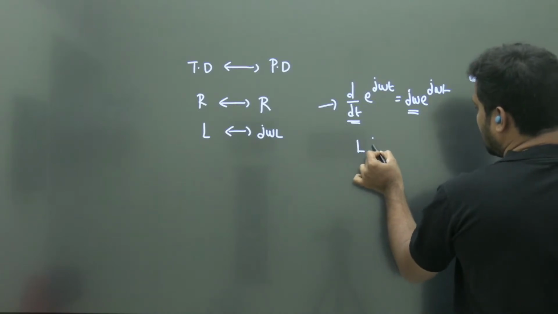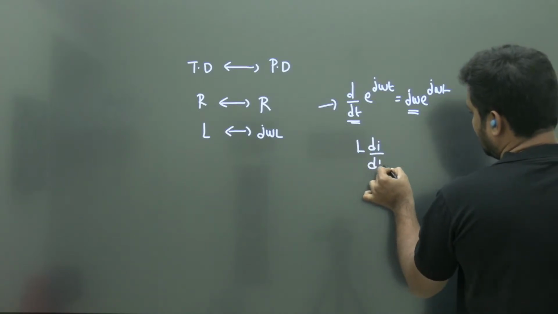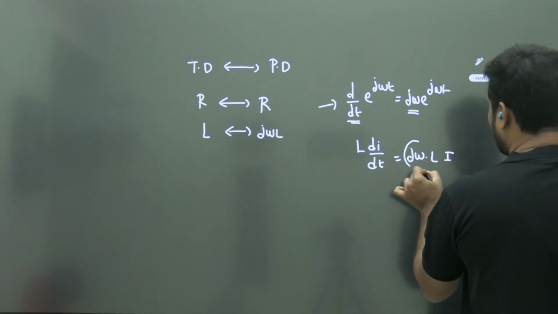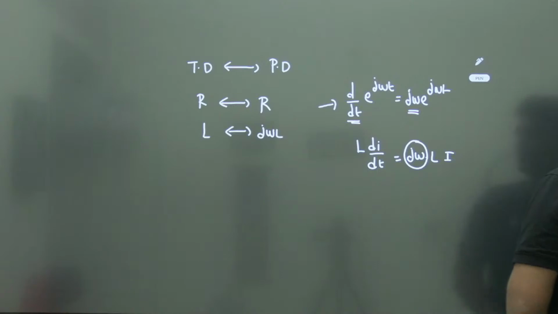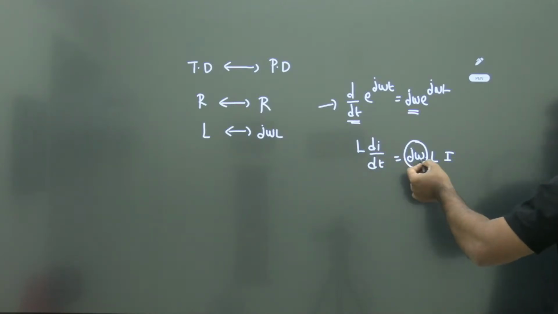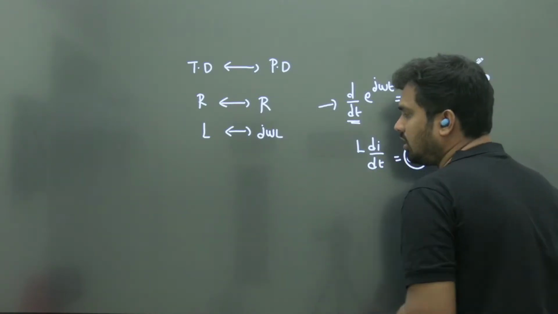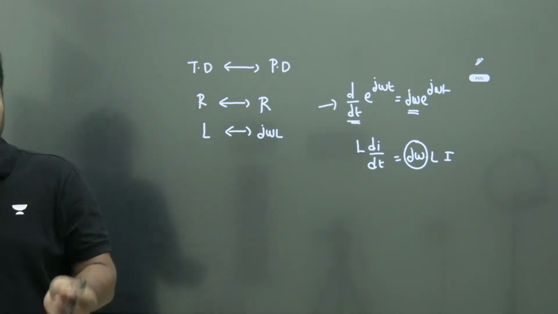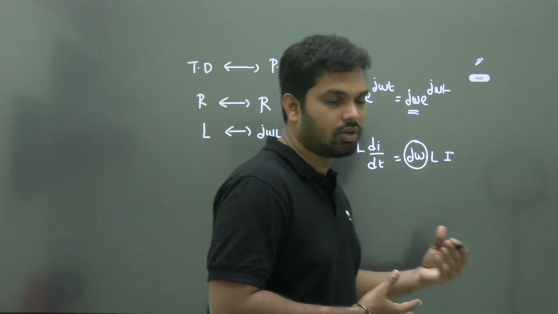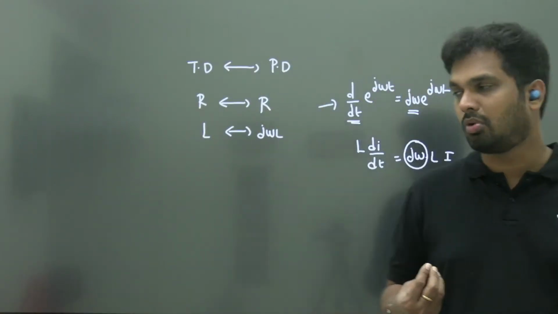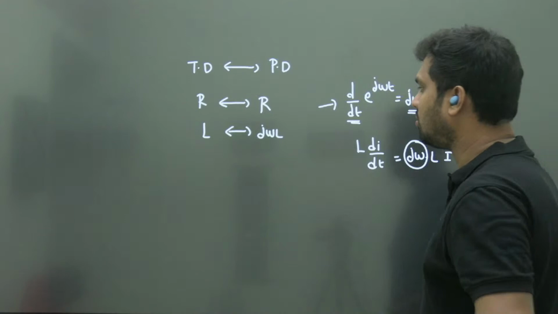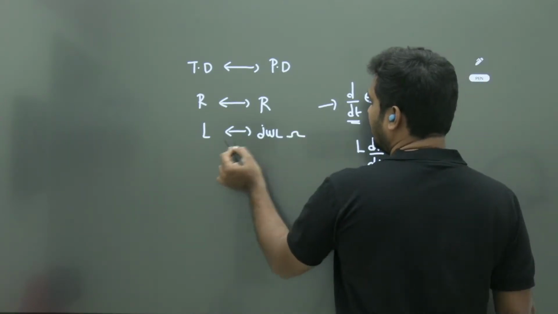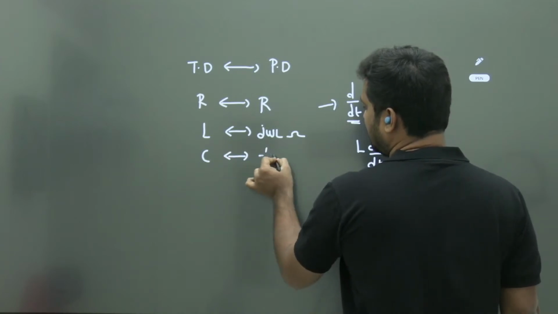So what is L di by dt? It is j omega into L into I. Okay. So see here, d by dt is replaced with j omega. That is the reason we replace inductor with j omega L. This is applicable when your input is in the form of sine or cos or a sum of different sines and cosines. So DC or other inputs may not apply this inductor equal to j omega L. Capacitor we replace the same way, 1 by j omega C.